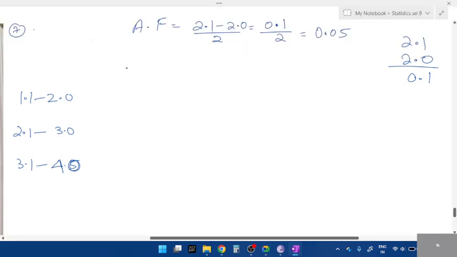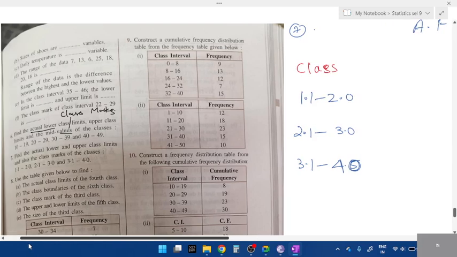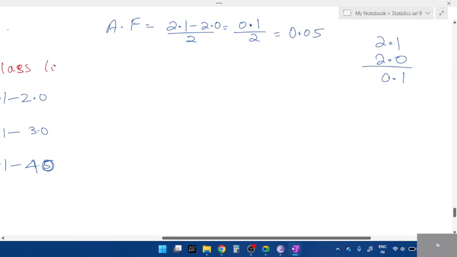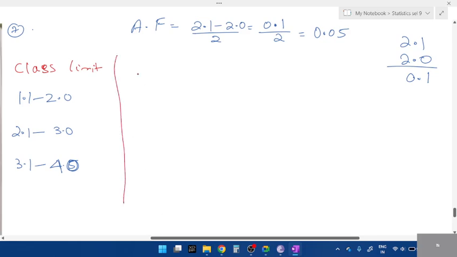Okay. Find the upper limit, lower, true upper limit and true lower. This is class. What is given here? Find the actual class. Okay. This is class limit. Find the upper, lower class limit and upper class limit.